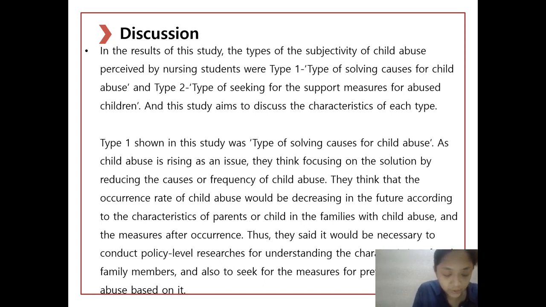As child abuse is rising as an issue, they think we should focus on the solution by reducing the causes of the frequency of child abuse. They think that the occurrence rate of child abuse would decrease in the future according to the characteristics of parents or children in the families with child abuse and the measures after occurrence. Thus, they said it would be necessary to conduct policy level researches for understanding the characteristics of such family members and also to seek measures for preventing child abuse based on it.